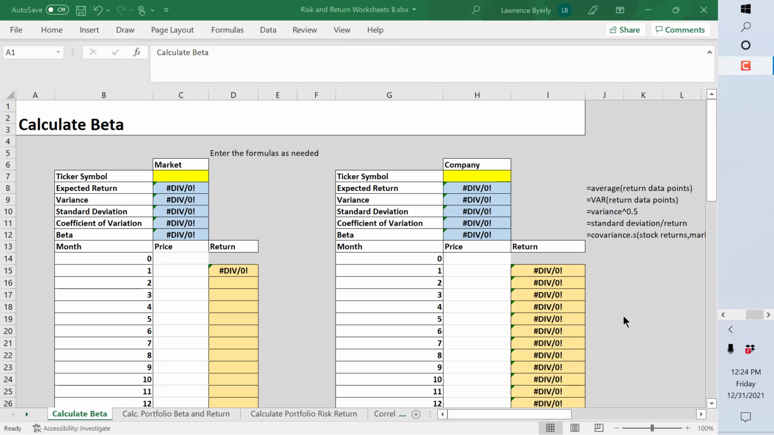In this video, we're going to talk about calculating beta for a company. If you remember, beta is a measure of sensitivity. It's a measure of risk, market risk, of a particular asset compared to a stock market index. So we need to gather some data. There's already data in a database that I've provided for you.